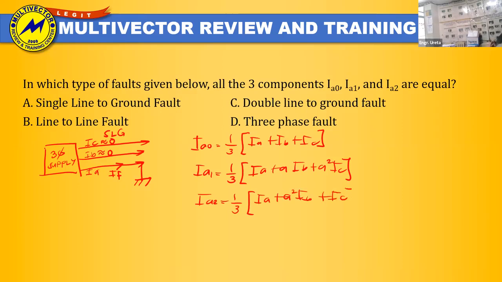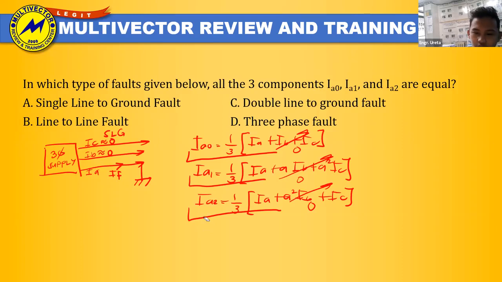Okay, since under SLG fault, under this representation, current B and C are equal to 0. So 0 na to, 0 na rin tong buong to. Mapapansin nyo yung formula ng ating IA0, IA1, and IA2 pare-parehas na. So it is just equals to 1/3 multiplied by IA, where IA is actually our fault current IF, during the single line to ground fault, considering yung line A natin yung faulted line. So tamang sagot dito, SLG.